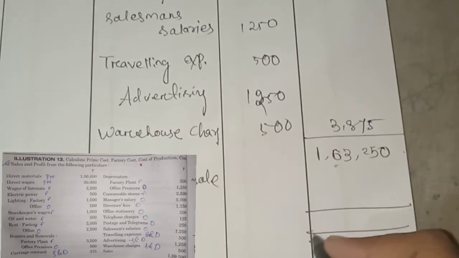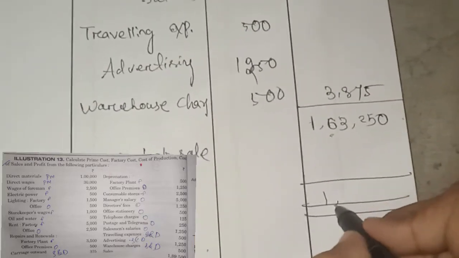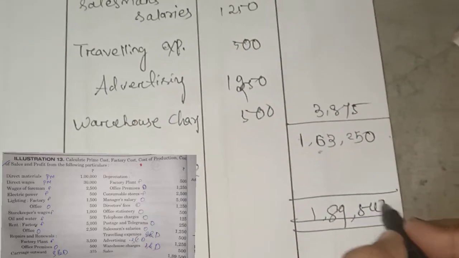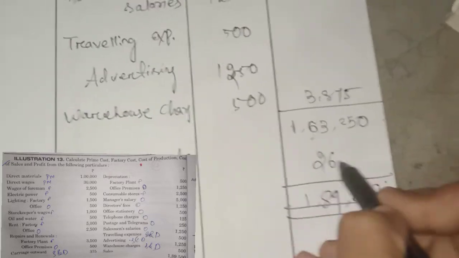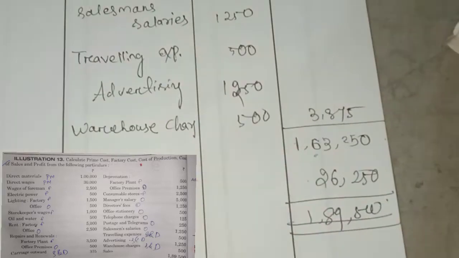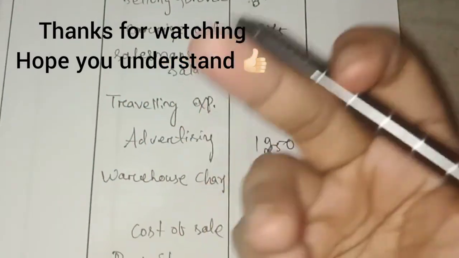1,63,250. And the sale is how much? 1,89,500. So how much is the profit? It is 26,250. So I hope you liked and understood this video.